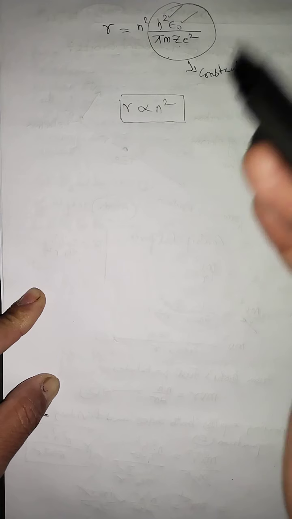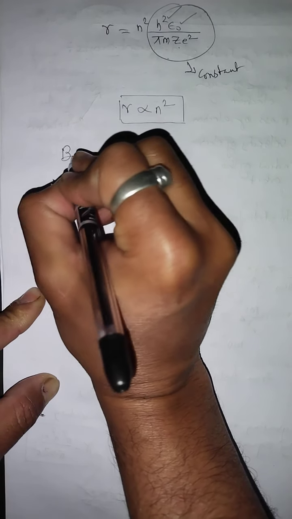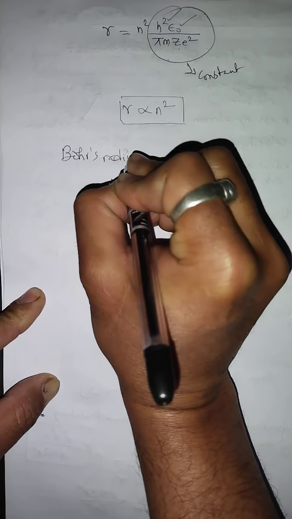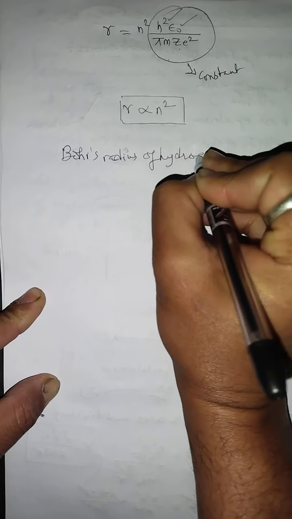But to measure the radius of an electron revolving in any of the orbits, we basically measure the radius of the hydrogen atom. We do it for which atom? Hydrogen atom. That means Bohr radius. Let me just write down Bohr's radius of which atom? Hydrogen atom. So children, we do it basically for which atom?